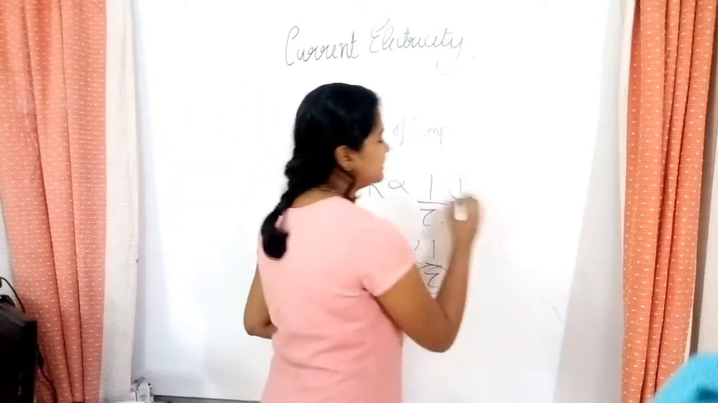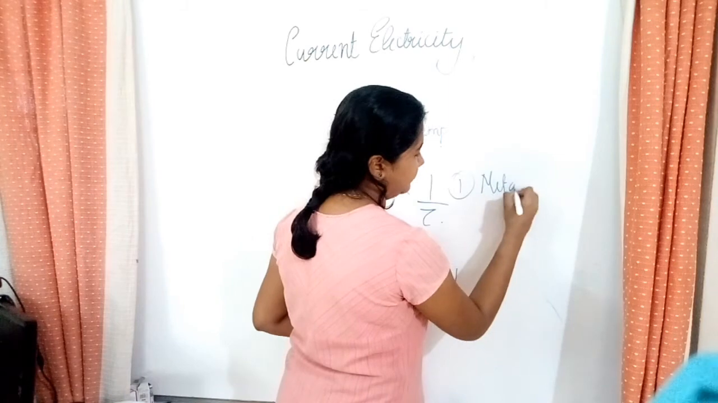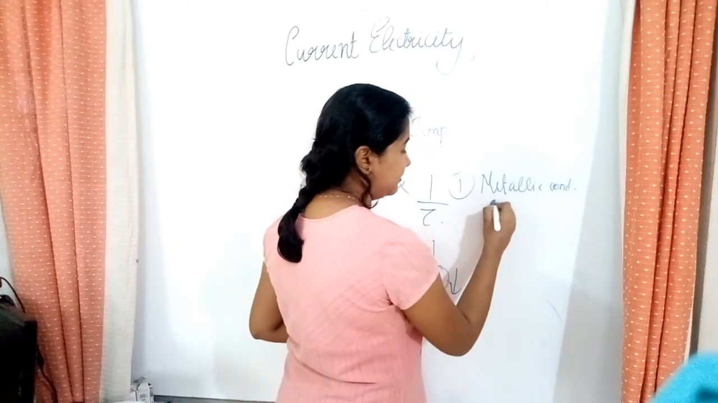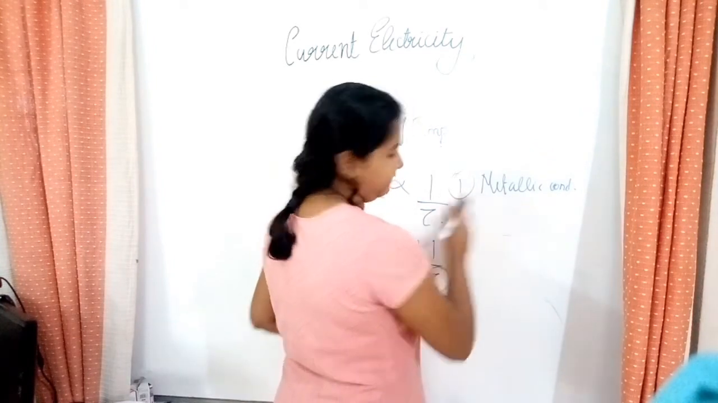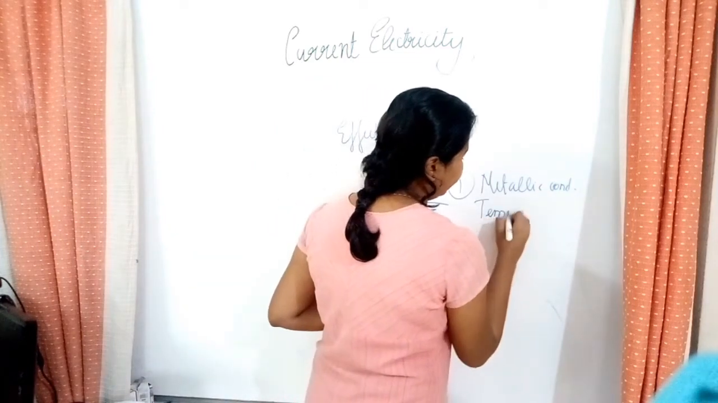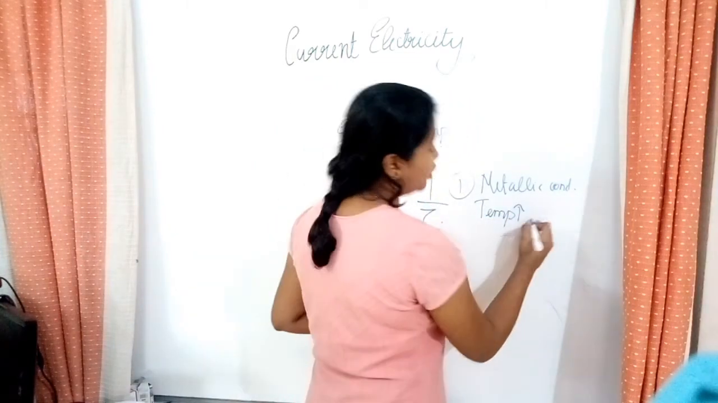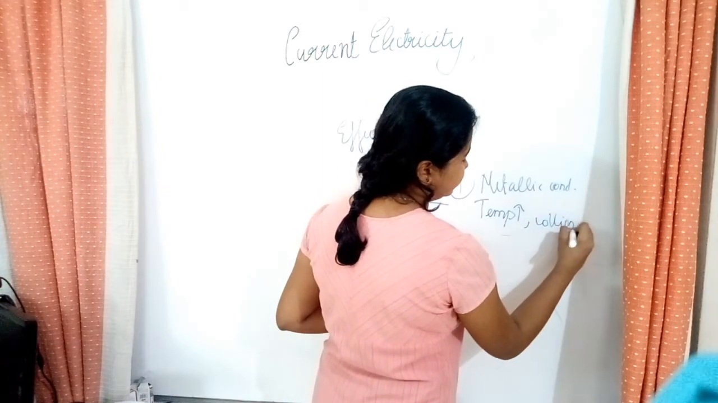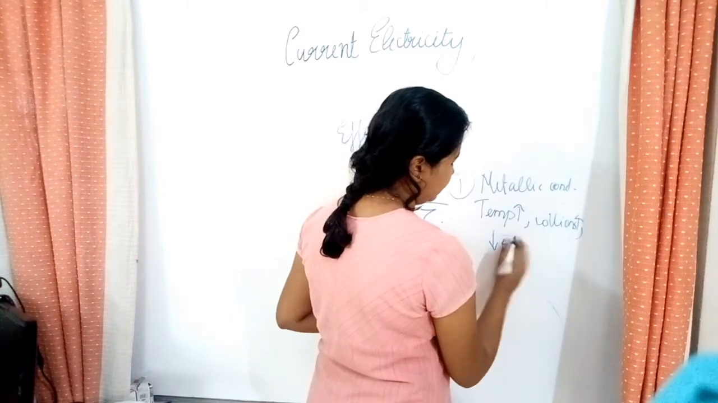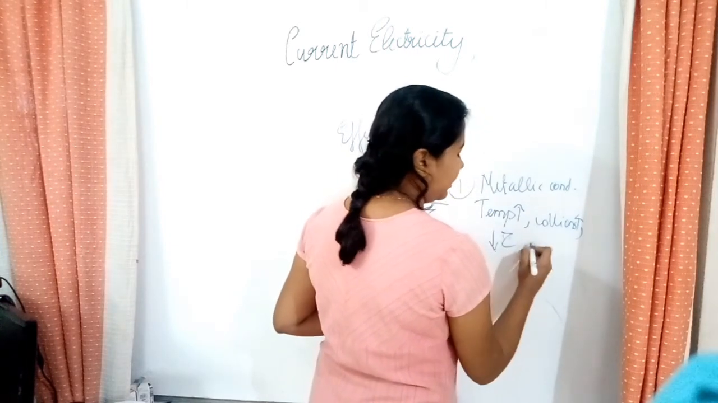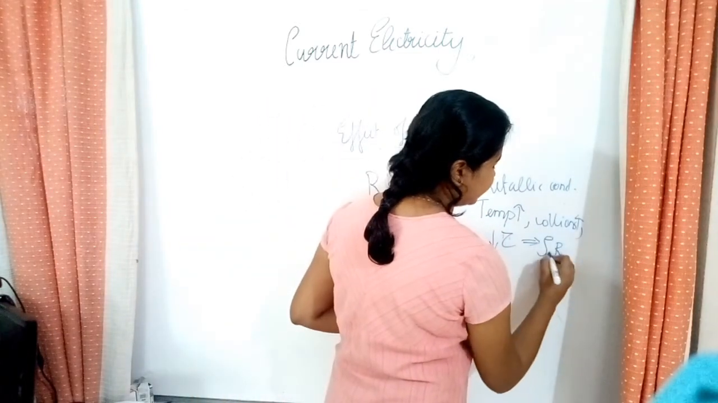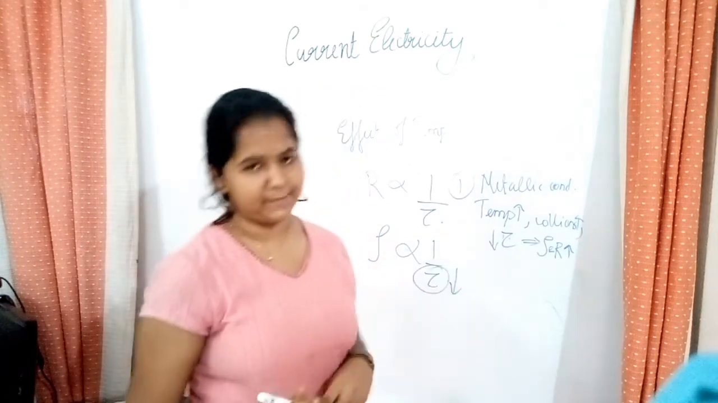So in the first case, for metallic conductors, as we take it, if temperature increases, what happens? Collisions increase, resulting in what? A decrease in relaxation time. What is the overall result? That resistivity and resistance increase. Okay, that is for metallic conductors.